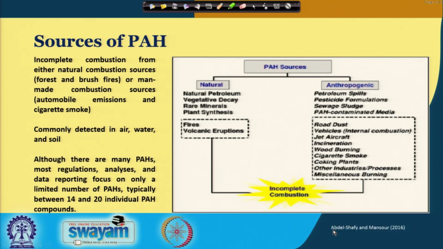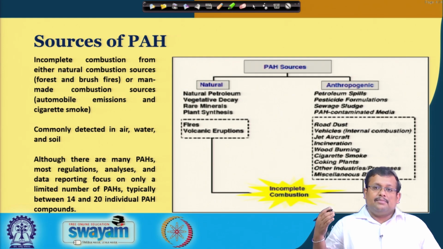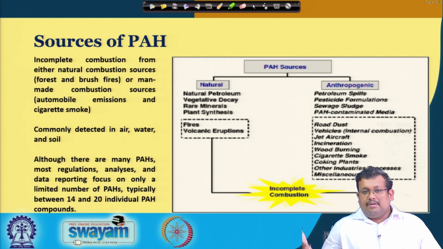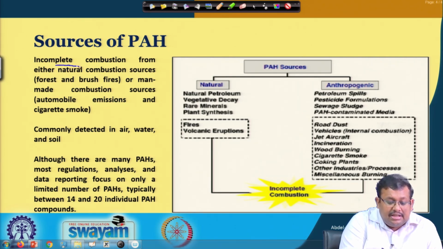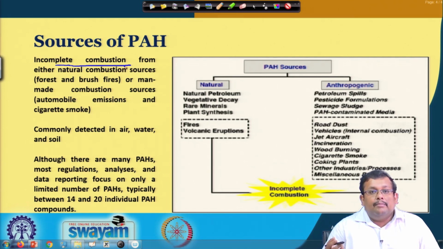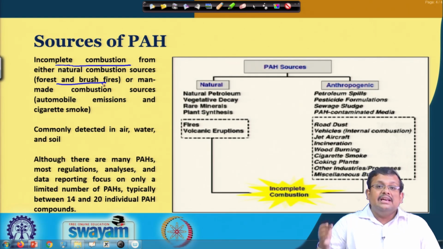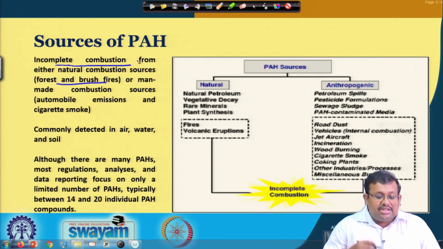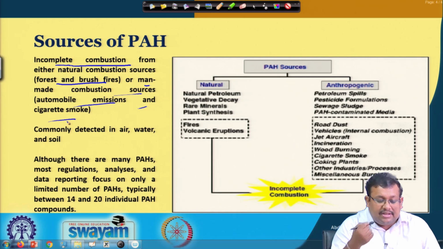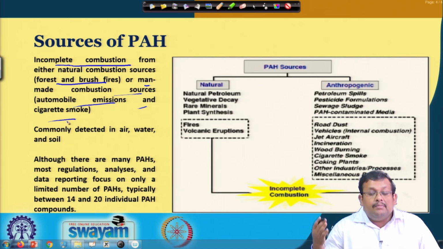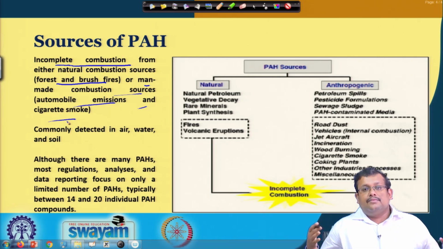So, let us talk about the sources of PAH. I have already told you that it is a product of incomplete combustion of compounds like petroleum, coal and wood. Let us see in detail what the other sources are. The major source is incomplete combustion, either from natural combustion sources like forest fire or brush fire, which as you know are natural sources, or from man-made combustion sources like automobile emissions and cigarette smoke. So, you can see both natural as well as anthropogenic combustion sources, when they result in incomplete combustion, generate these polycyclic aromatic hydrocarbons.